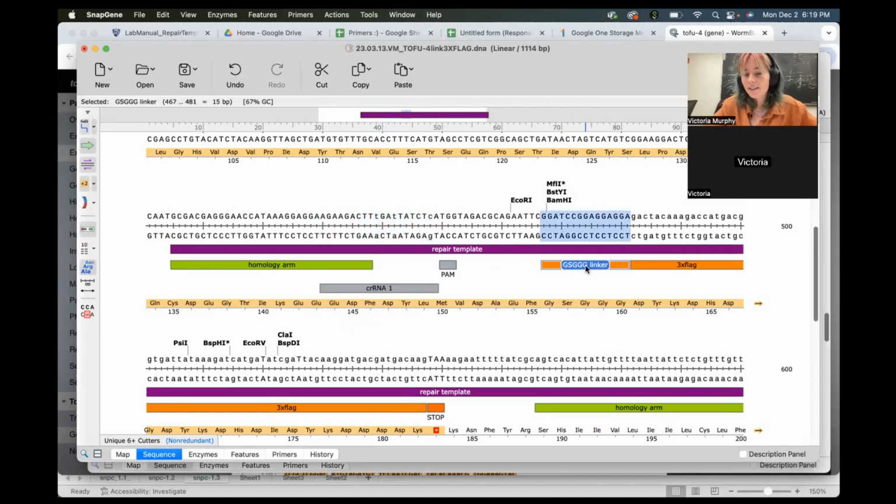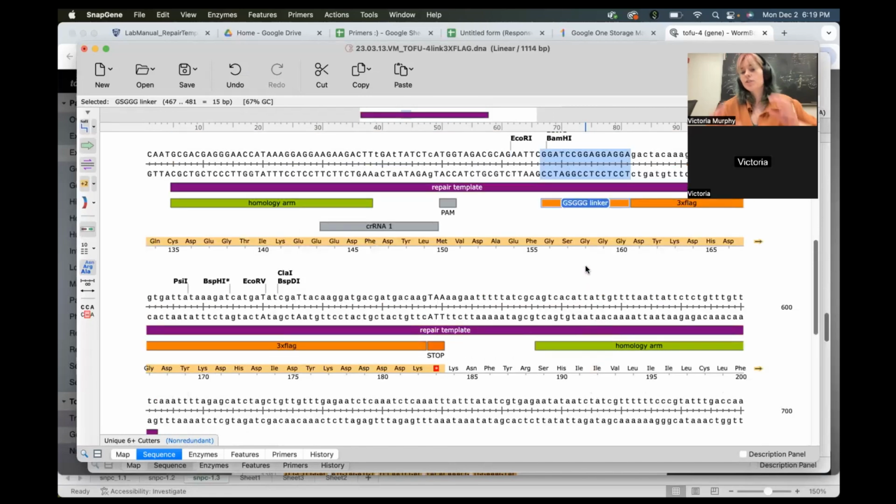I added in a linker sequence, which separates my tag from the protein, and it's kind of floppy. So by putting some physical separation between the tag and the protein, I am giving the best odds of having proper folding of both of those proteins without interfering with each other. So I put my flag tag and a linker right before the stop codon.